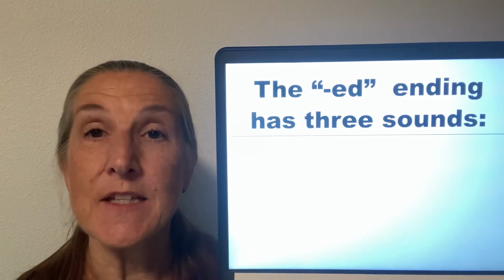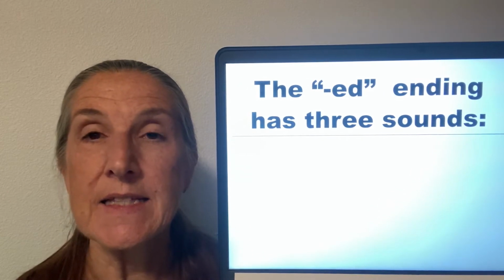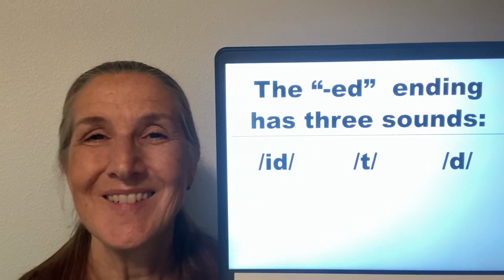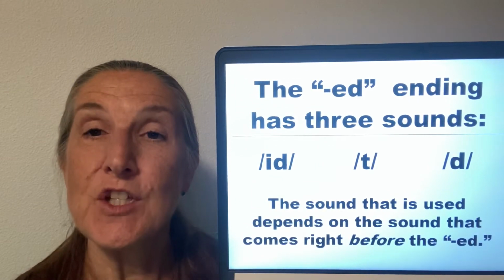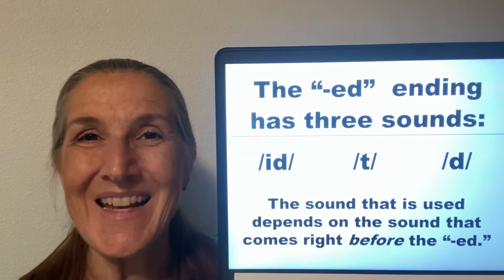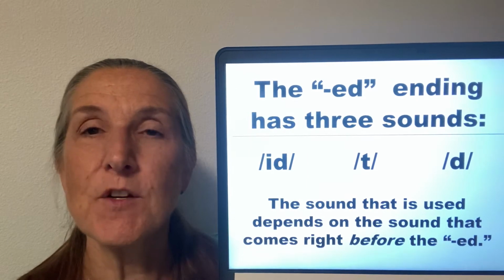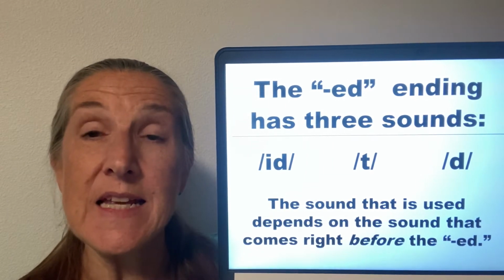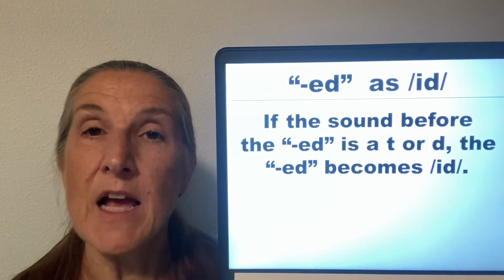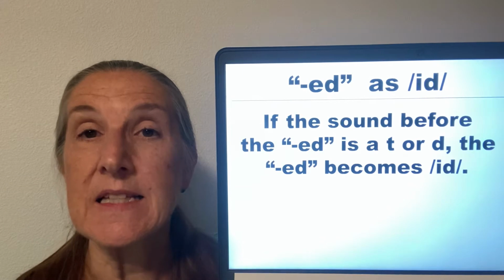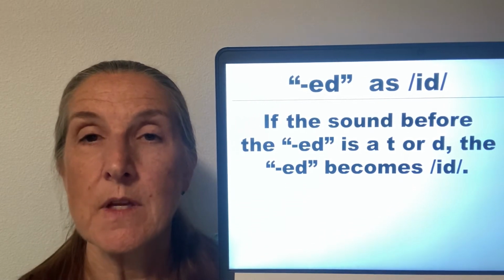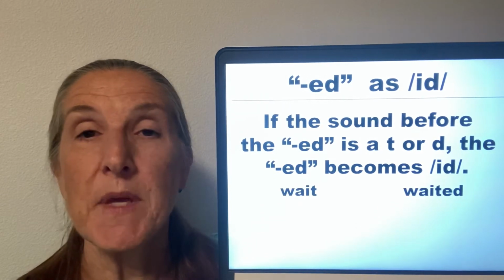The ED ending has three different sounds. It can sound like id, t, or d. And which sound is used depends on the sound that comes right before the ED in that word. Let's look first at words where the ED ending sounds like id. If the sound right before the ED is a t or d, the ED becomes id. So the word wait becomes waited.